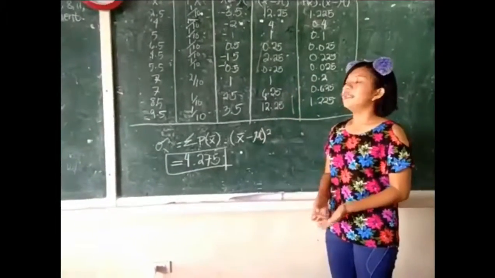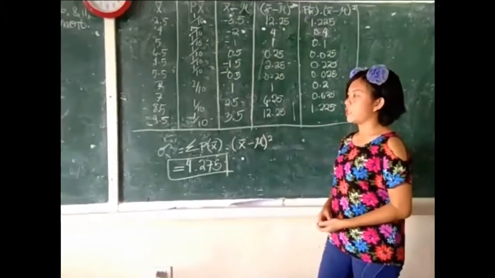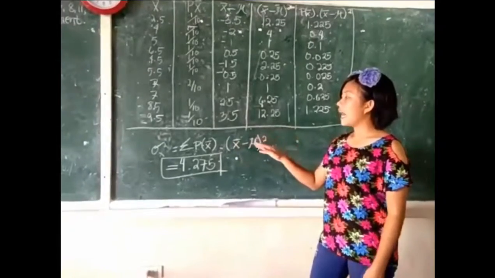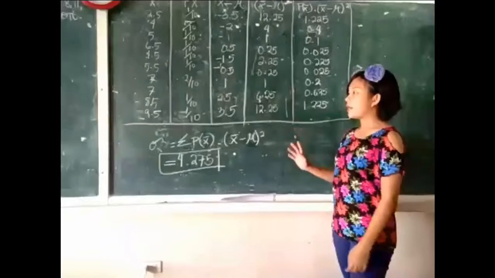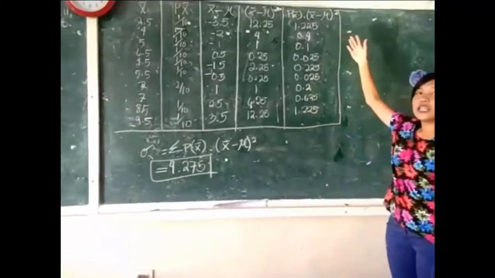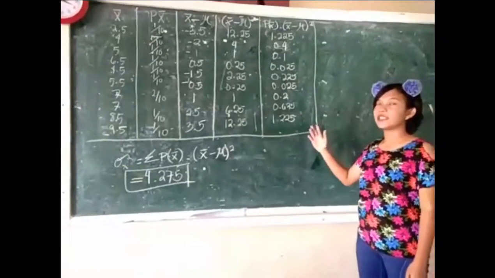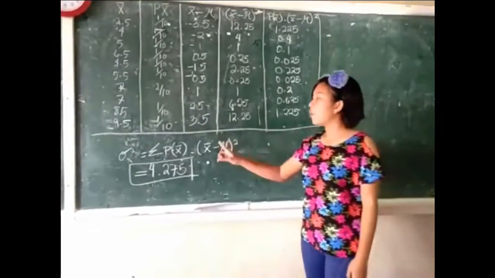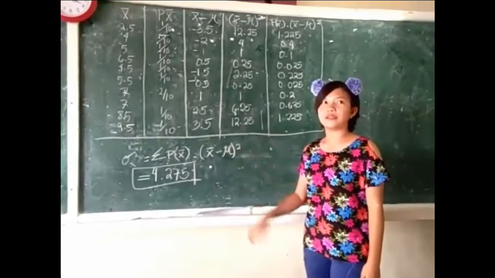Having constructed our table, let's now solve for our variance. The formula for finding our variance equals the sum of your P of x bar multiplied by your x bar minus mu squared. So it is simply adding the values here, and that is your variance. The sum of these values is 4.275, and that is your variance.